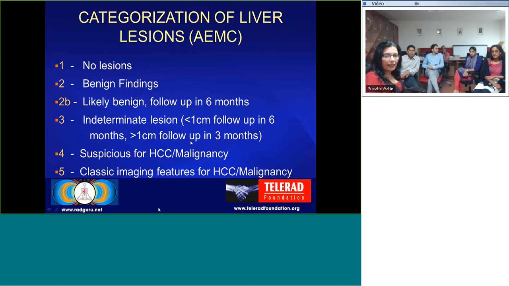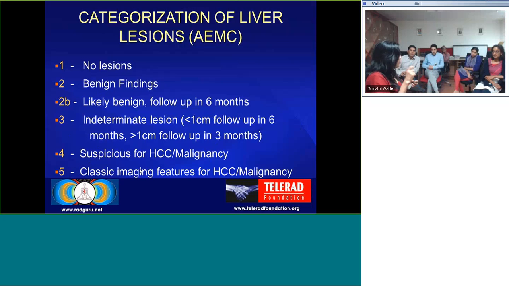So basically what they do now is they take category 4 or 5 lesions, and they upgrade or downgrade patients on the transplant list. For example, if there are more than 3 lesions, or lesions more than 3 centimeters in size, they're not transplantable.